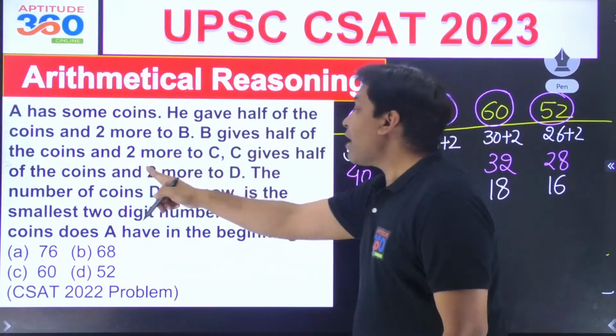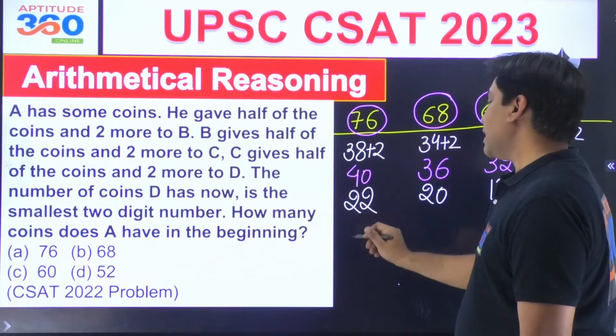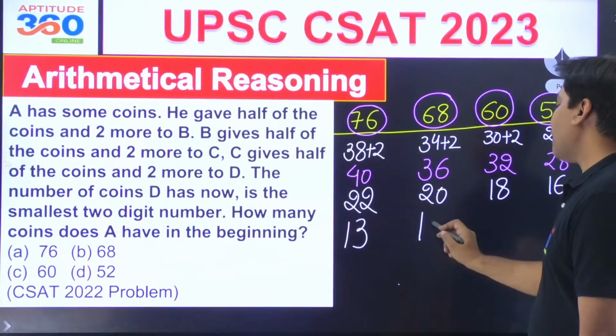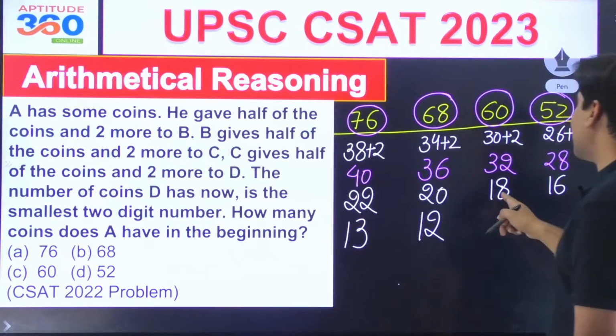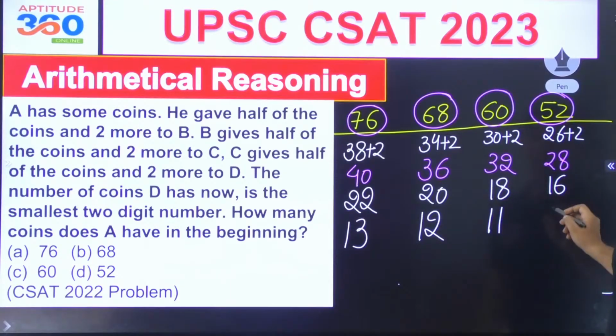Now C gives half of the coins and 2 more to D. Half of this value is 11. So D will be having 13 in this case, and D will be having 12 in this case, and D will be having half of it. This is 9 to 11, and this is going to be 10. So D is having these many coins.